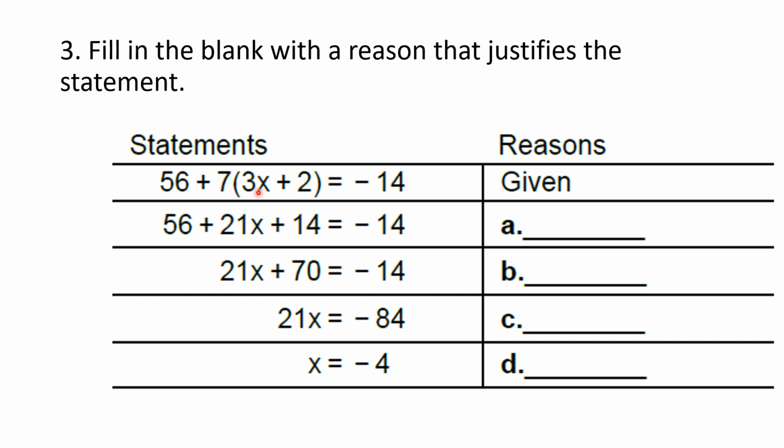So 7 times 3x is 21x. 7 times 2 is 14. So we've multiplied through by 7 on that left-hand side, which is the distributive property.